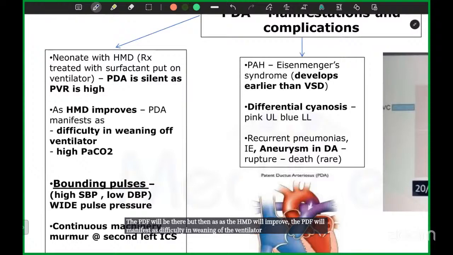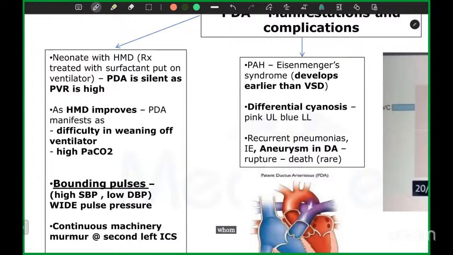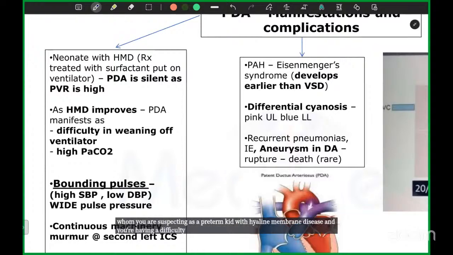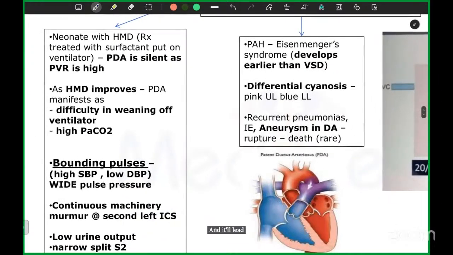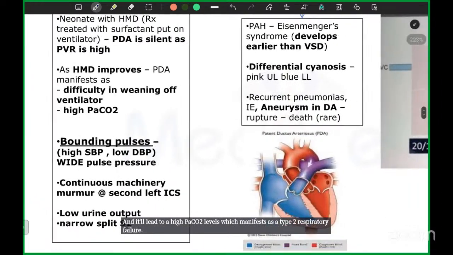So any preterm kid with hyaline membrane disease in whom you have difficulty weaning off the ventilator, you should always consider a PDA which was earlier silent and is now manifesting. It will lead to high PaCO2 levels, which manifests as type 2 respiratory failure. You also get a bounding pulse.